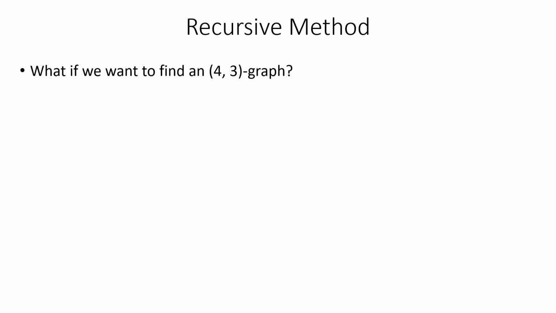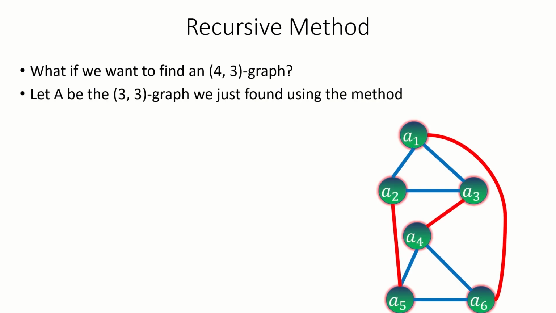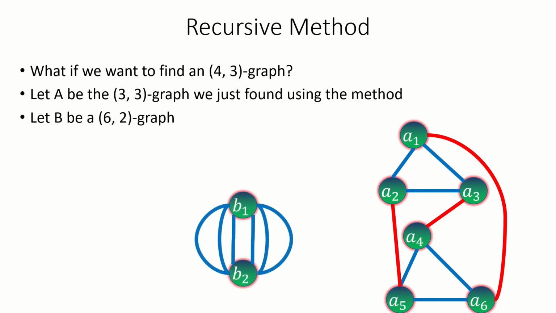For example, if we were to find the 4-3 graph using only our method recursively, then we'd find the 3-3 graph from the base cases as we just did, and let that be our graph A. And for graph B, we would need a graph that has degree 6, the number of vertices in A, and girth 1 less. That's the 6-2 graph. Since this is a base case, we're done.